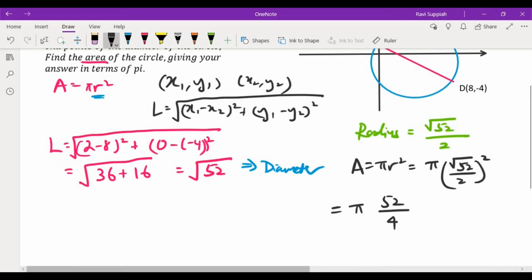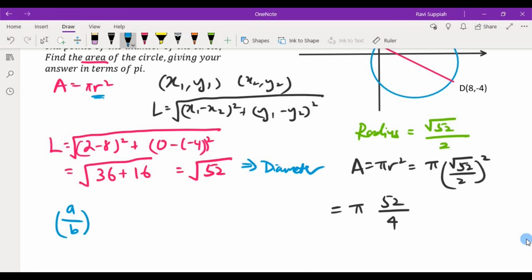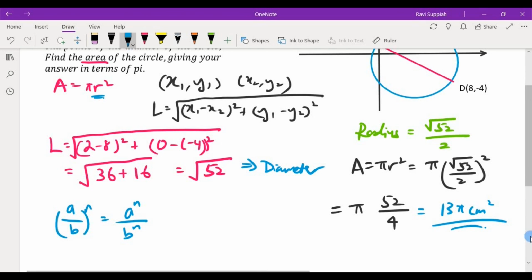This is actually your indices rule. If you remember, (a over b) to the power of n is the same as a to the power of n over b to the power of n. So the square is applied to the numerator as well as the denominator. 52 over 4 is 13. So 13 pi cm squared is the answer for the area of the circle, expressed in terms of pi.